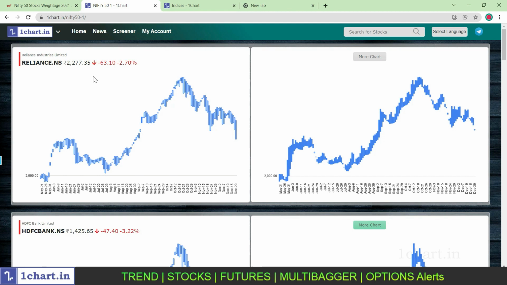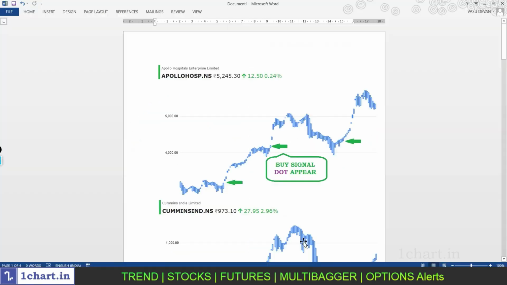Now I visit onechart.in to see whether the stocks are going up or not. First of all, how to use these charts? Here, when dots appear, this is the buy signal. After this consolidation, the breakout happened. This breakout is shown very clearly in the form of dot formation.